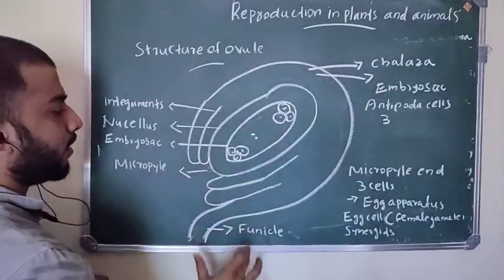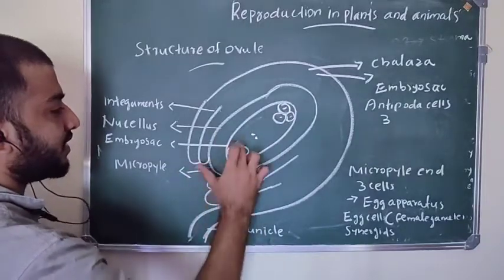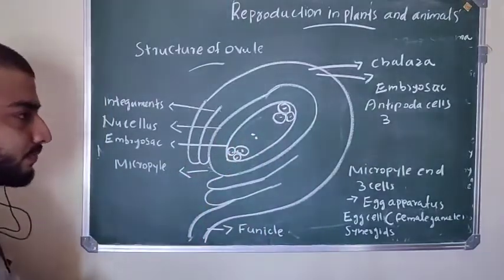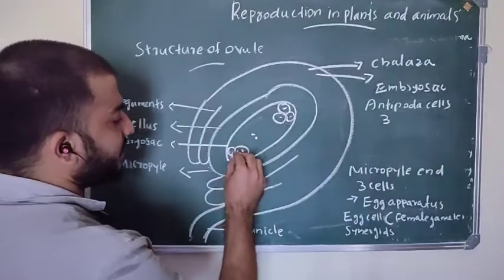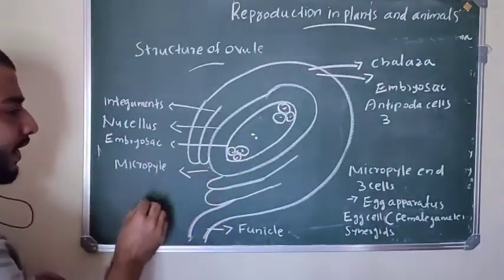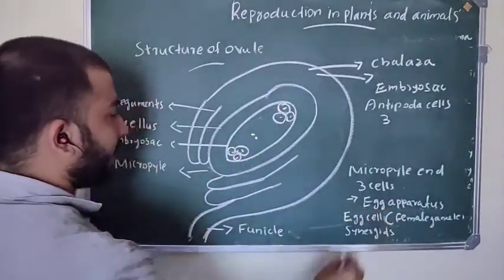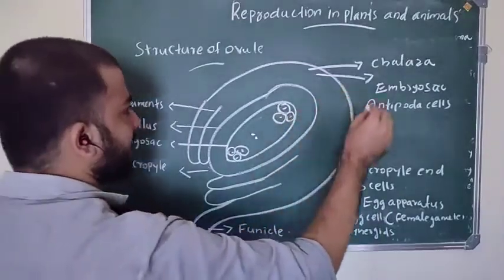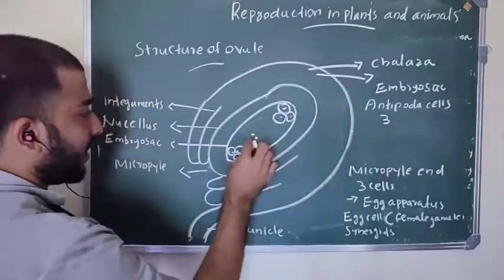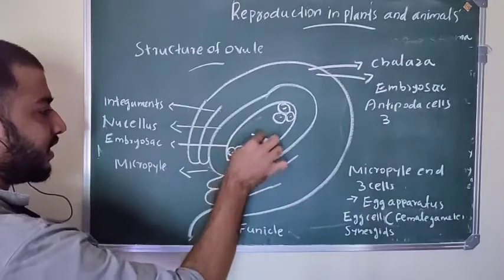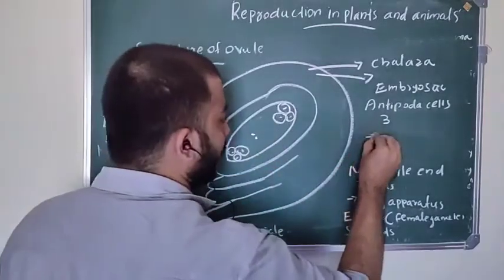Inside the nucellus, the embryo sac forms. Inside this embryo sac, 7 cells and 8 nuclei are present. The 3 cells near the micropylar end are called the egg apparatus, and the 3 cells near the chalazal end are called antipodal cells, and the other 2 nuclei present in this cell are called polar nuclei.